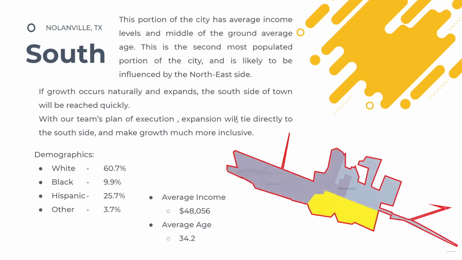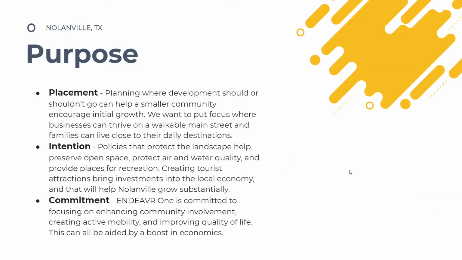So what we really wanted to do was focus on growth and where this growth really occurred. So we found the growth occurred most in the northeast and in the south section. So you'll see later in the project, we actually tried to join these two and really bring them together. Next. This just covers our purpose, and it covers placement, intention, and commitment. All things that contribute to adding to the value of life of the Nolanville residents, including an economic booster. Next.